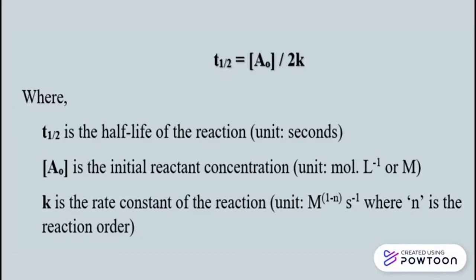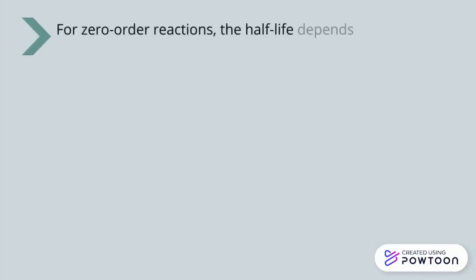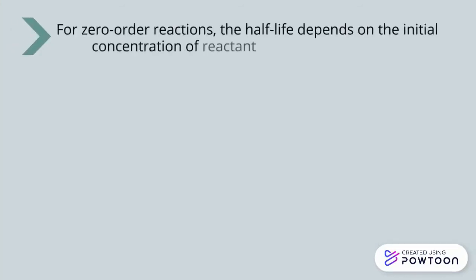A initial is the initial reactant concentration and its unit is mole per liter or molar. k is the rate constant of the reaction and its unit is molar raised to the power 1 minus n, second raised to the power of -1, where n is the reaction order. For zero-order reactions, the half-life depends on the initial concentration of reactant and the rate constant.